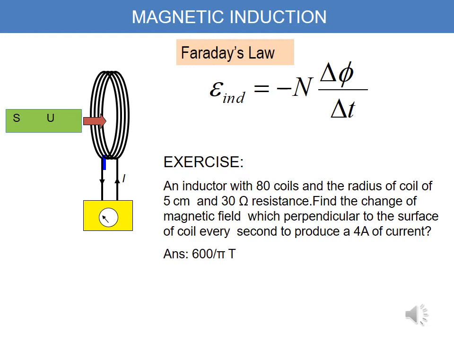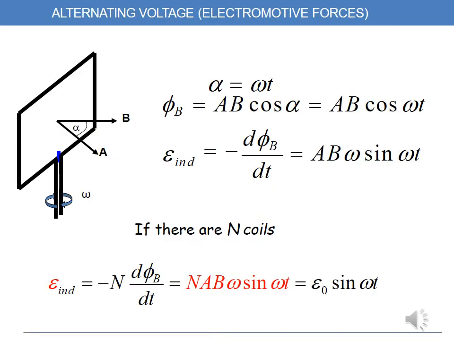So we have an exercise here, so you can do the exercise above as an example. If we have a rotating coil, the electromotive force induced will be NBA omega sine theta. The voltage or current produced by this generator is called alternating current.